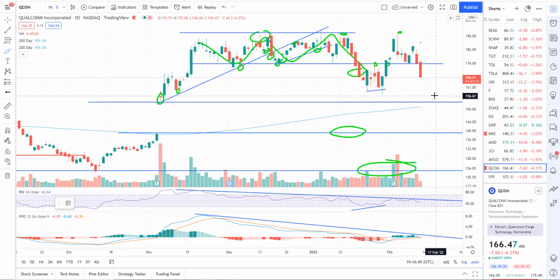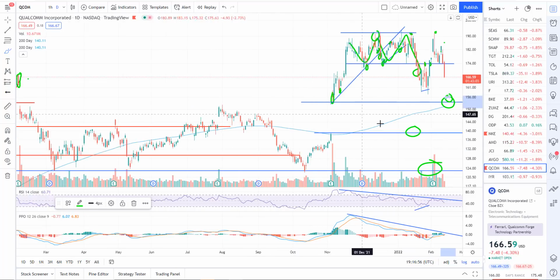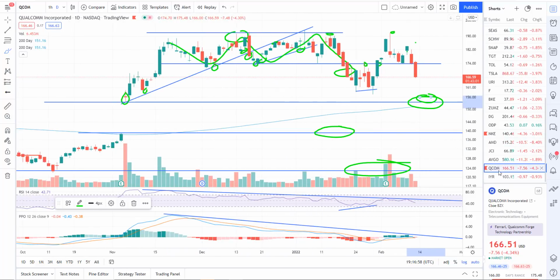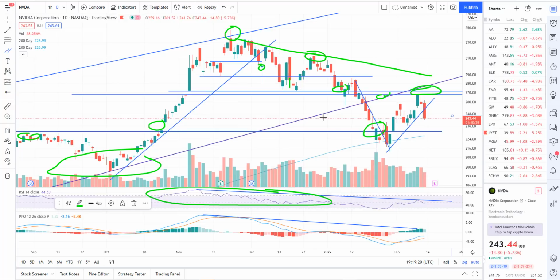So 153.50, that should be minor reaction support, and the 200 days down there. So probably going to get a little bounce down here. And then we've got this gap to fill at 139.02, which is a high probability target. So looks good to me. I think we're heading lower from here.